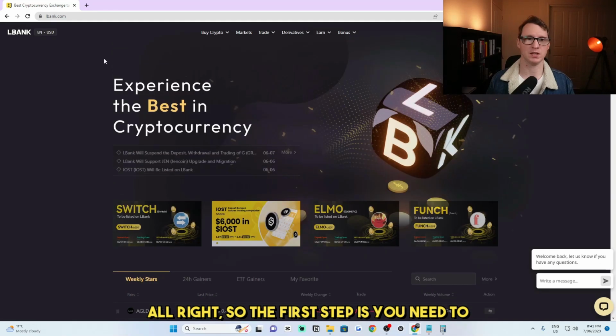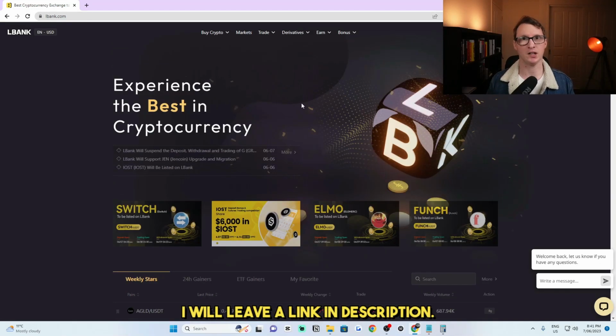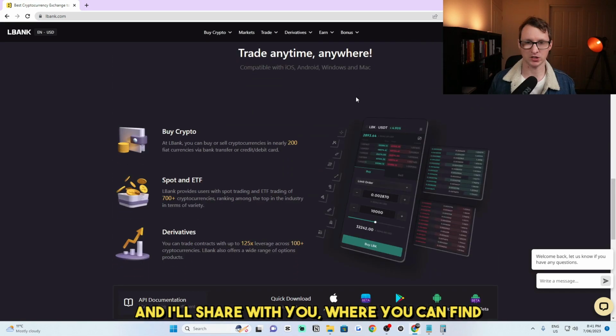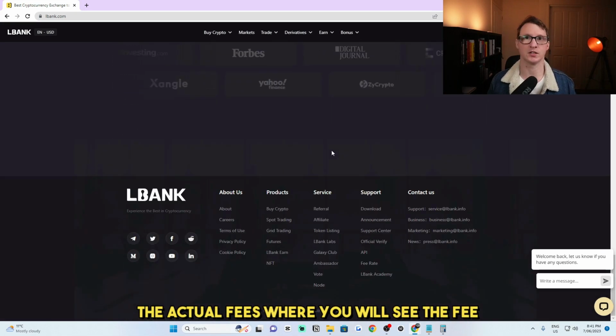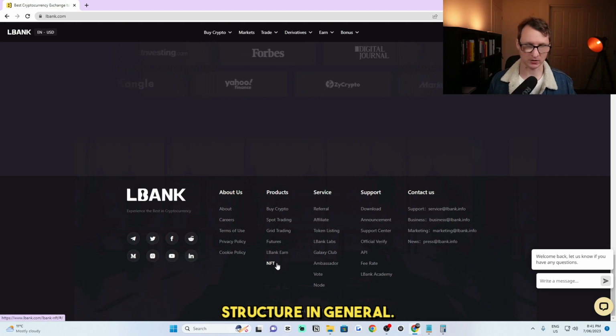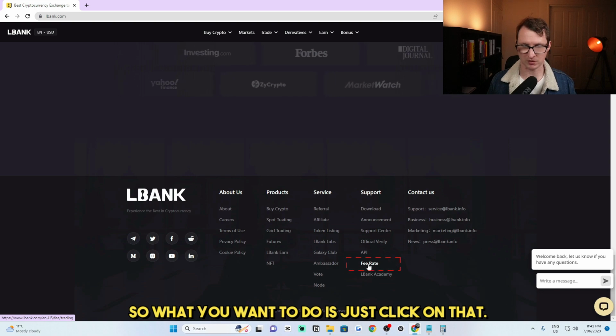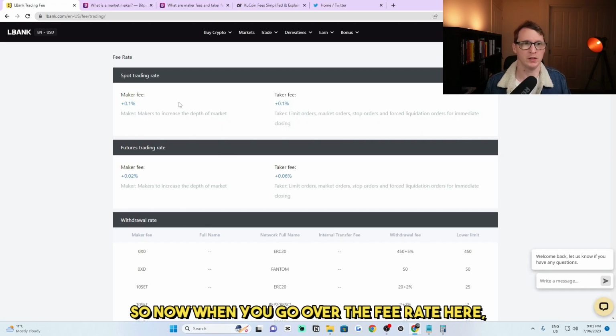Alright, so the first step is you need to come to the Lbank website. I will leave a link in the description. You will need to go just down to the bottom and I'll share with you where you can find the actual fees, where you will see the fee structure in general. So you can see right here, the fee rate. What you want to do is just click on that. So now we're going to go over the fee rate here.